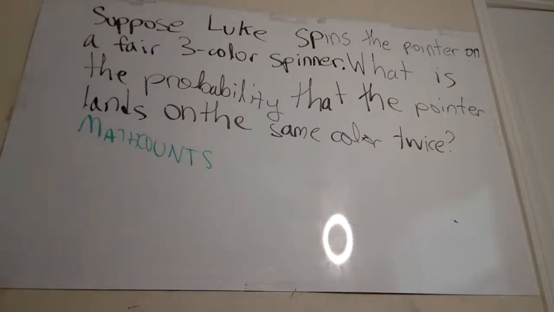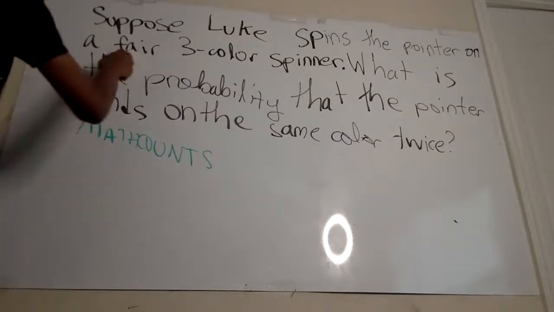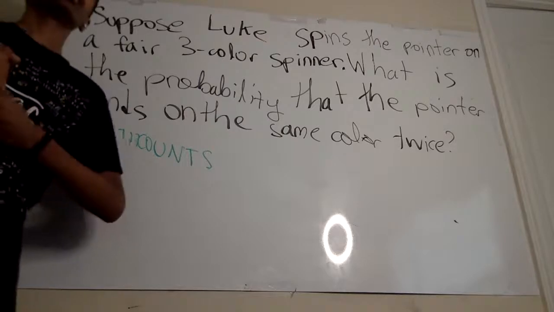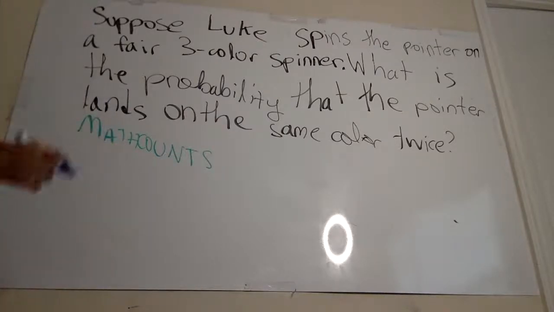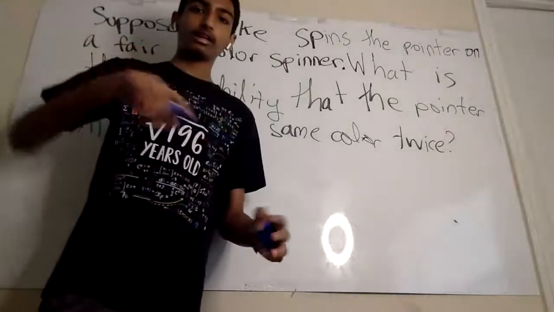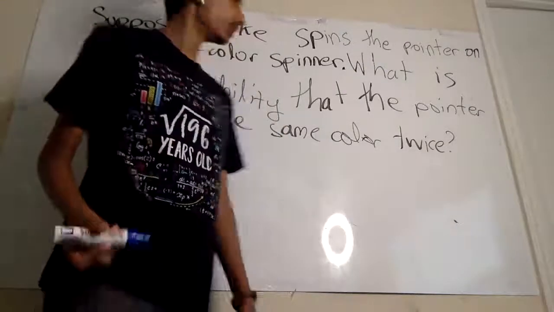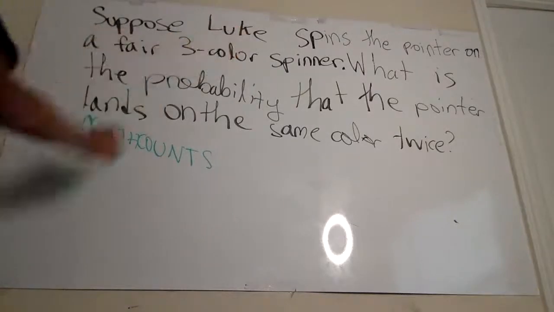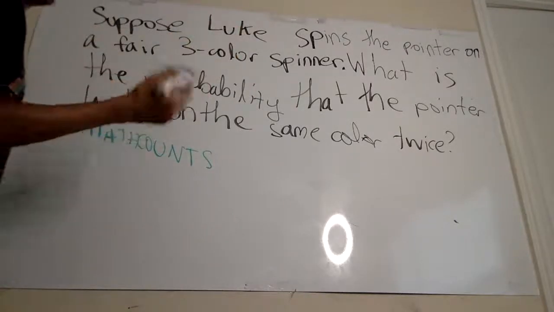So with this probability question, it is important to note that it says fair right up here. And that means it is perfectly fair. No unfairness going on where it just always lands on one color, which is actually possible in some cases, like if you tilt the spinner down, it can just go to one side. But we have, what is the probability that the pointer lands on the same color twice?